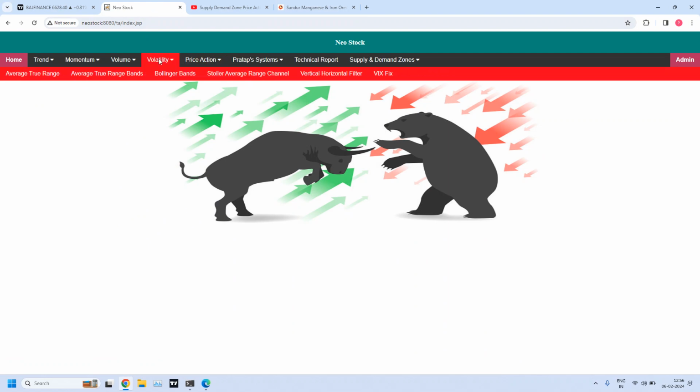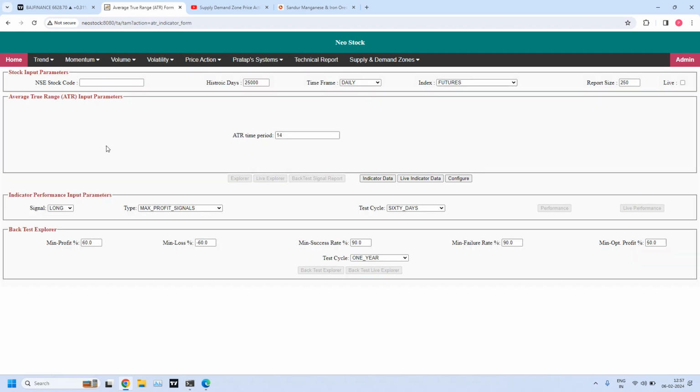Let me open ATR, average true range. ATR indicator, I developed several indicators. Currently I am showing you only supply demand zone price action only, because all of you are supply demand zone price action traders. But I have several indicators in this software which I developed. And one of these indicators is ATR. You will be learning ATR soon, especially for your stop loss buffers and all.